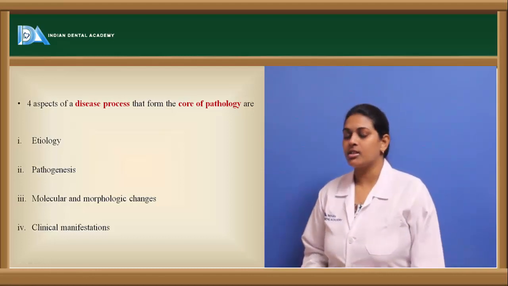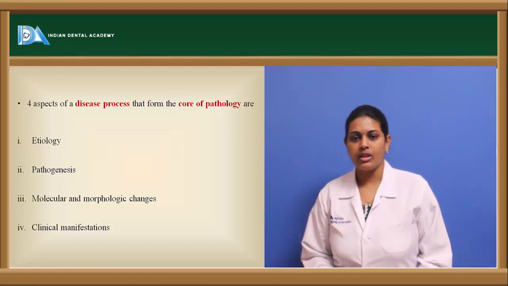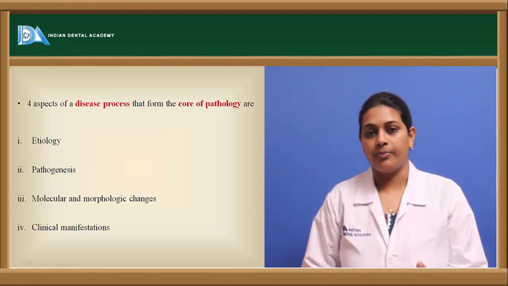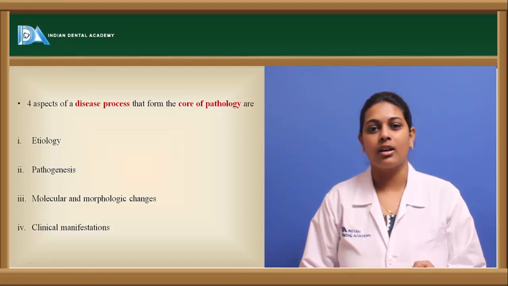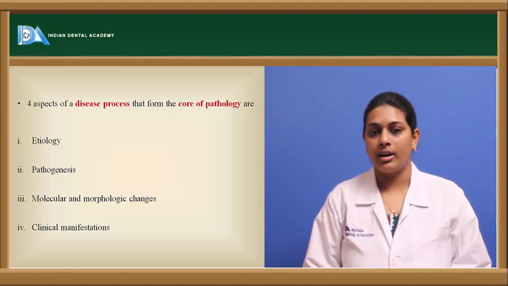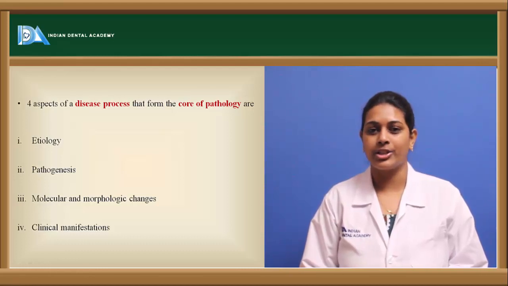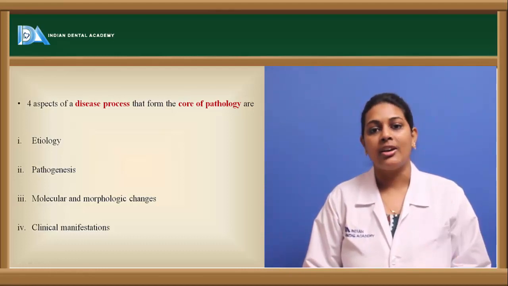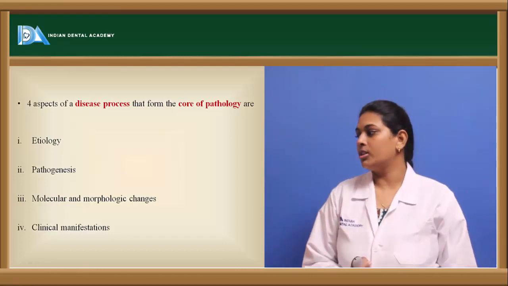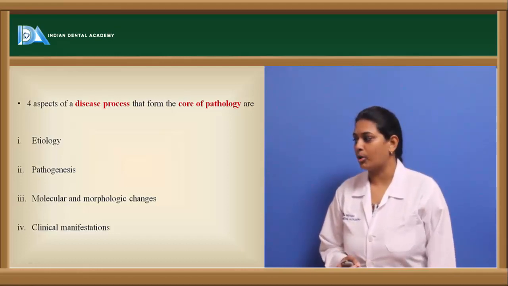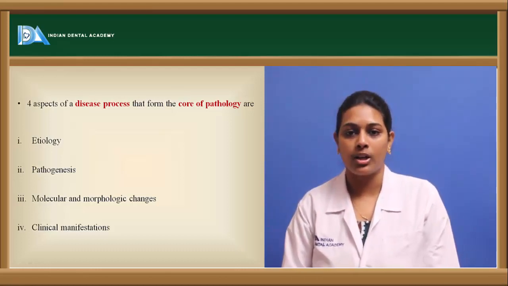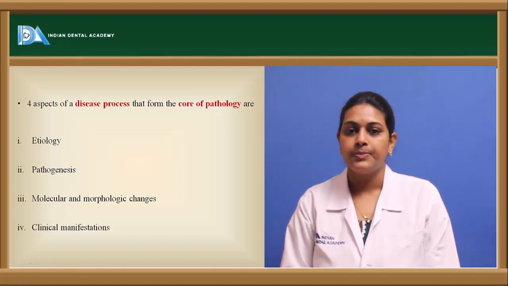And then pathogenesis. Pathogenesis is the state from the cause to the disease, a time lag that occurs. It is a step-by-step process from the time the cause, that is the etiological agent, has attacked a patient, to the time where the disease shows clinical signs and symptoms. So this is what pathogenesis is. Then coming to the molecular and morphologic changes: based on the pathogenesis, there will be molecular as well as morphological changes.